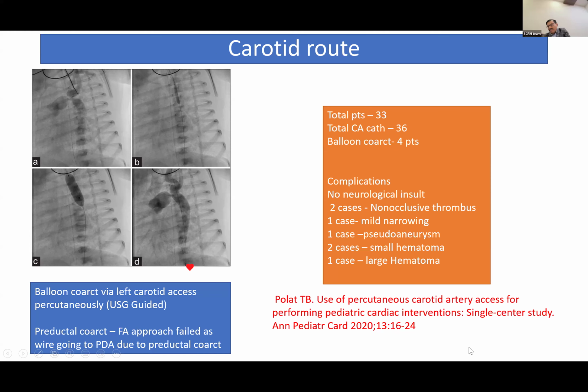We don't use it. What we have done till now is cut downs, but USG guide may be an option by percutaneous route that we can have as a learning skill. But if axilla is available, I will still rate axilla as a better route because it is always percutaneous and not away from the brain side.